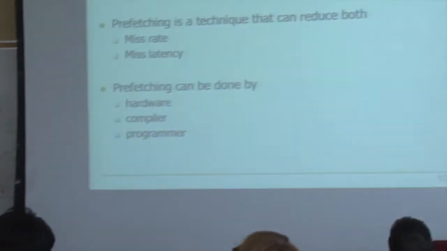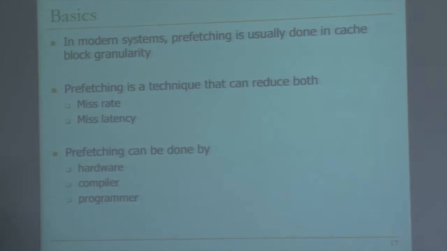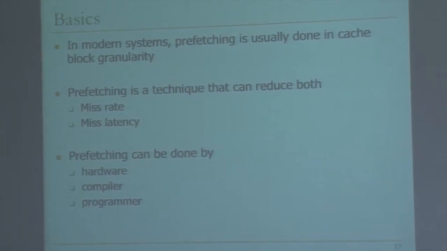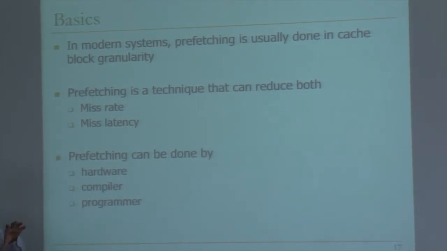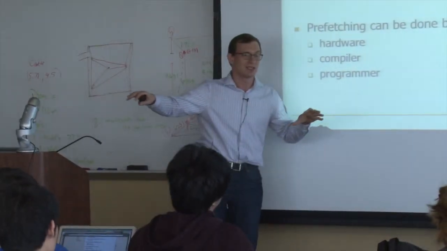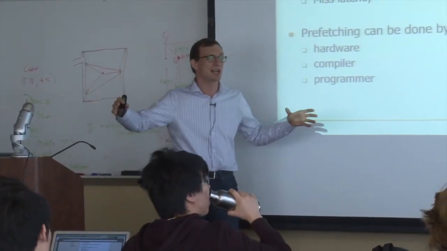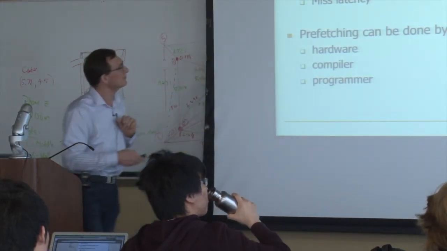But having said that, some systems can prefetch subblocks, right? If you have a subblock cache, you can certainly prefetch subblocks into the cache. And this makes sense, especially when your different cache levels have different sizes of cache blocks. So for example, your L1 cache can have 16-byte cache blocks. Your L2 cache can have 64-byte cache blocks. And you may be prefetching the subblocks from your L2 cache into L1.